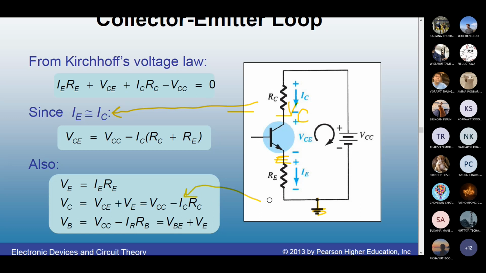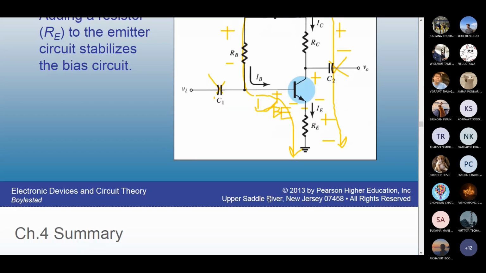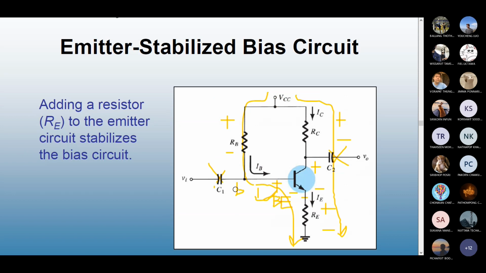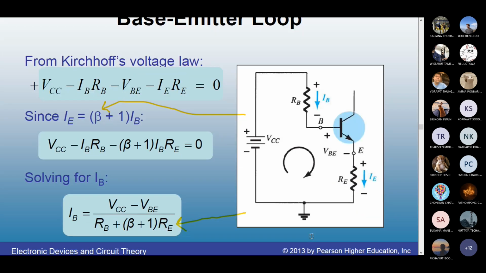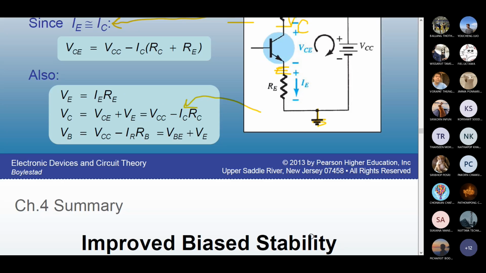Also, if you look at the point B, let's go back to the actual circuit. VB is here. The point B is at this node. It corresponds to the voltage drop from VCC to this point at the bottom of the resistor, VCC minus IBRB. But it is also VBE plus VE, because from B to ground, there is another loop you can consider. So that's how you solve.